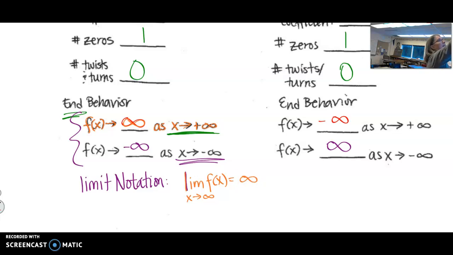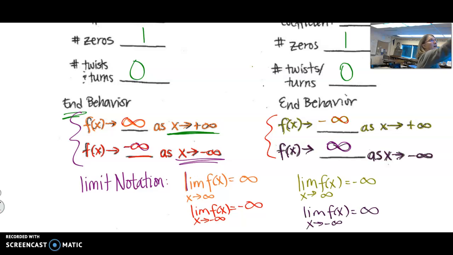And then if I take this guy and rewrite it in limit notation, we know that the y values are going to negative infinity as x is also going to negative infinity. So we write lim, the limit of f of x is how you would read this, as x approaches negative infinity equals negative infinity. Okay, so you guys should try to write the other end behavior over here in limit notation and then check your work.